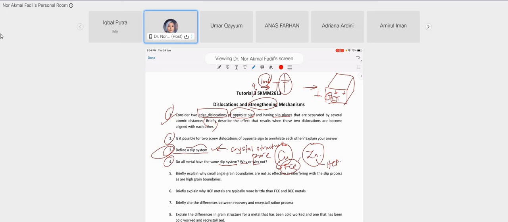Okay, so a point form, but you need to really understand and look at the.